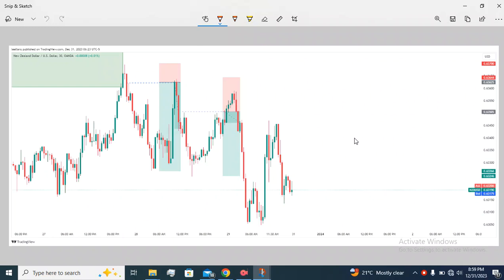Hello, this is a quick one on NZDUSD before the year begins. Right here we have the 30 minutes time frame. We opened this setup in the market, it just closed right around here. So let's look at how we came about this trade.